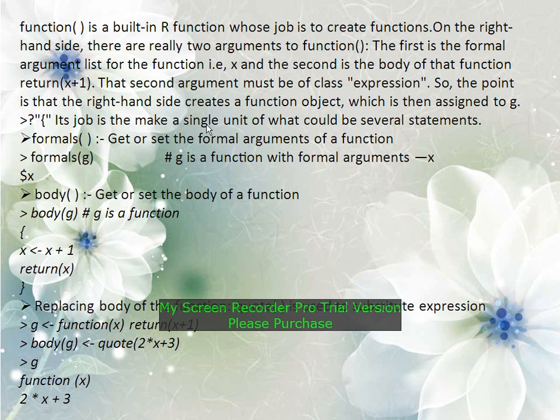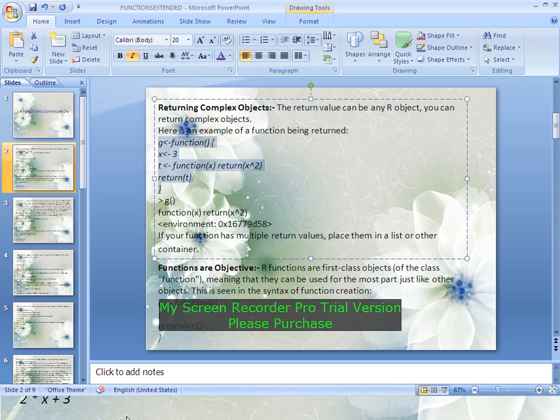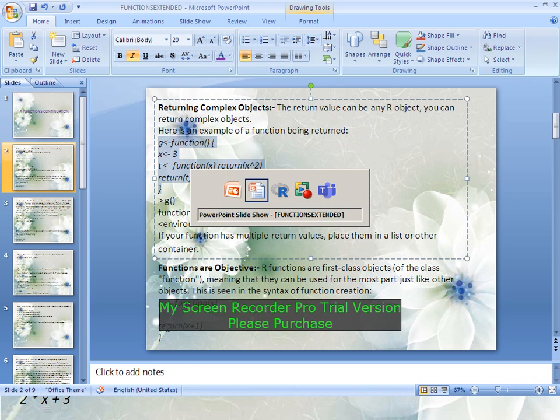So its job is making a single unit of what could be several statements. So formals reserved word. The purpose of this reserved word is to get or set the formal arguments to a function. So formals of G. G is the function with formal arguments. So formals of G means $x. So you can see by executing it. If you simply type formals, whether what is the result you can display.